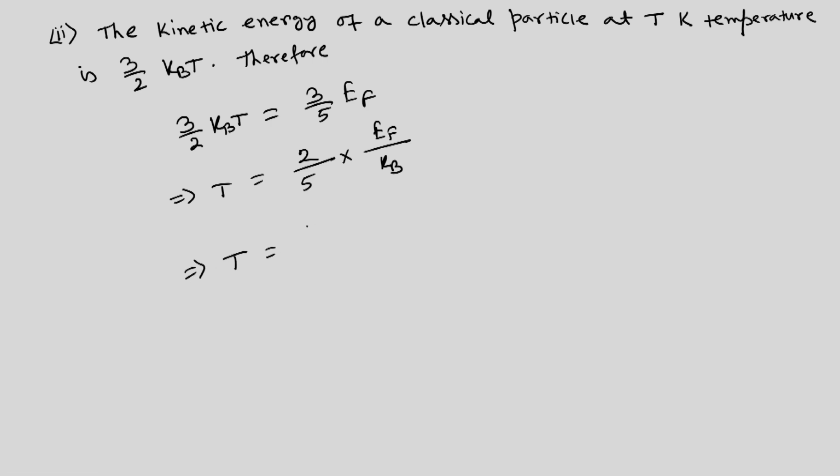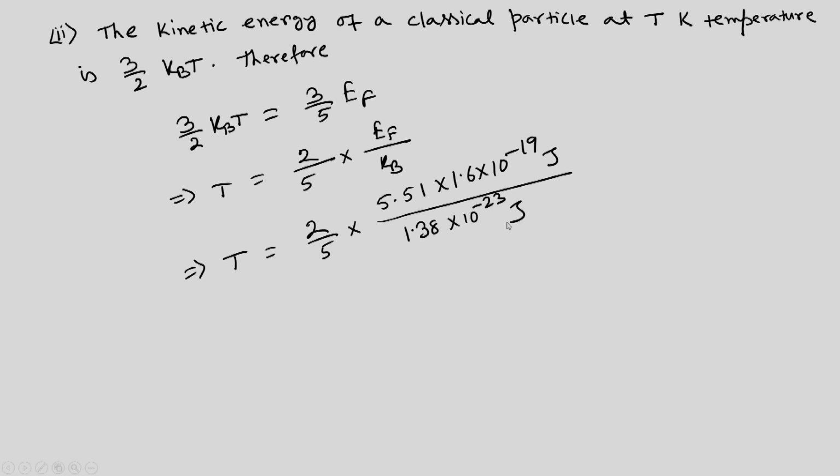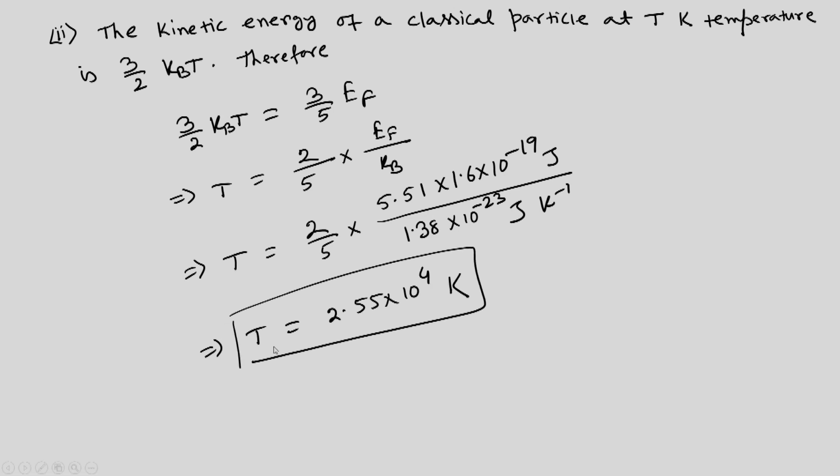So you get T is 2/5, and the value of EF is 5.51 in electron volt. If we convert it into joule, we need to multiply this with 1.6 times 10 to the minus 19 joule, and the value of kB is 1.38 times 10 to the minus 23 joule per Kelvin. So we get T is 2.555 times 10 to the 4 Kelvin. The second problem is also very interesting, but you need to work it out a little bit.